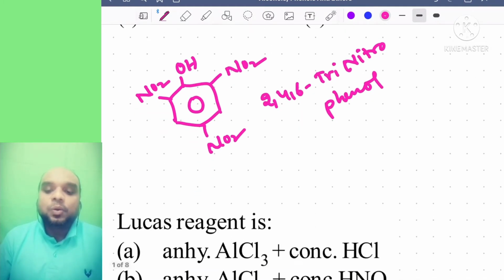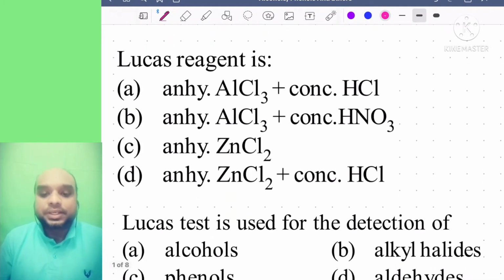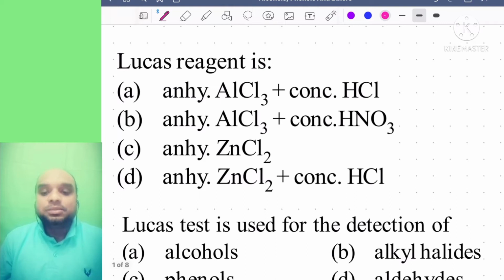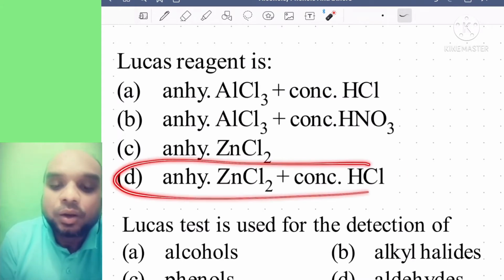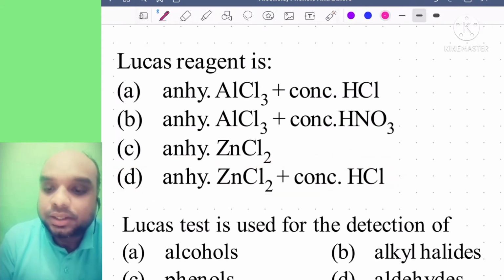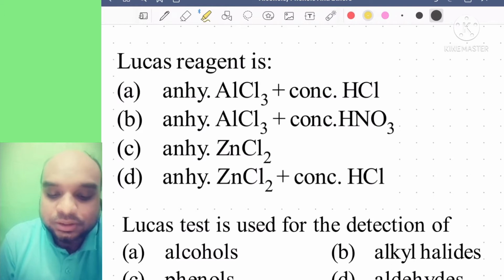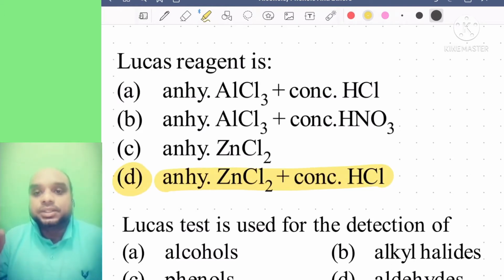Next question. Lucas reagent. What is Lucas reagent? Lucas reagent means concentrated HCl and anhydrous ZnCl2. This mixture is called Lucas reagent. What is the use of this Lucas reagent? To distinguish primary, secondary, and tertiary alcohols. It can easily detect alcohols.